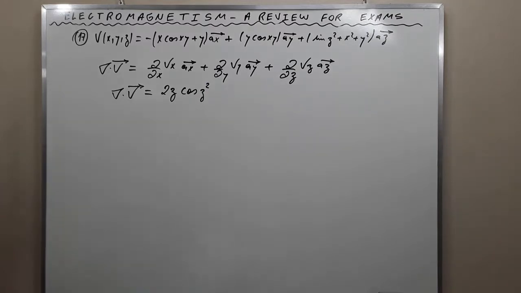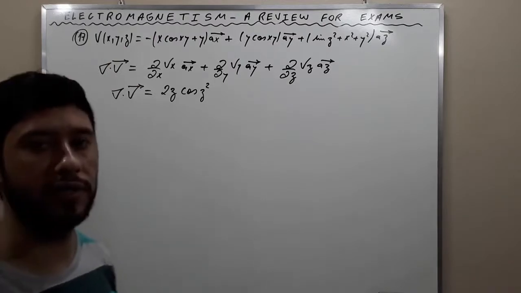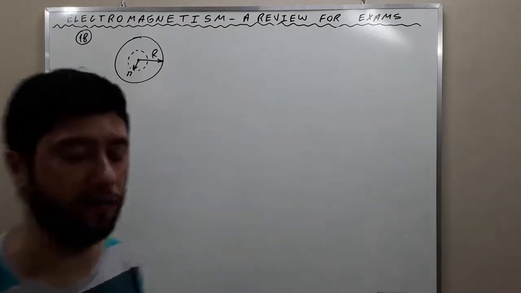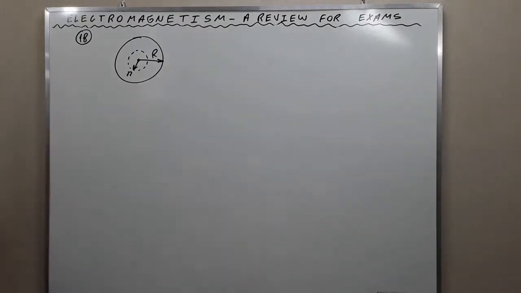A very simple exercise just to practice calculating the divergence of a vector field. Now let's go to exercise 18. Exercise 18: a solid sphere made of insulating material has a radius capital R and a total charge Q distributed uniformly in its volume. Calculate the magnitude of the electric field inside the sphere. Okay, my friends, let's go to the solution.